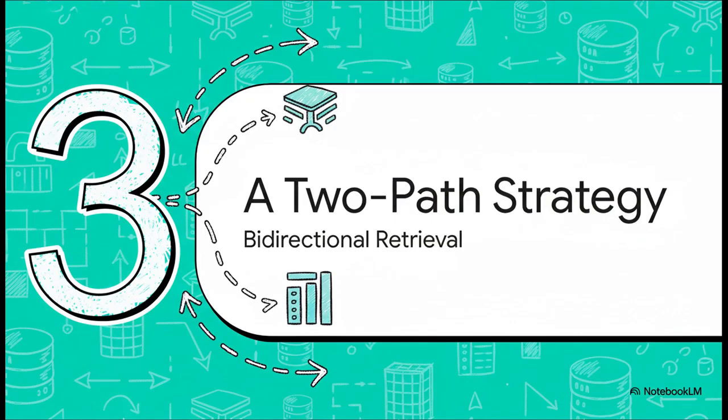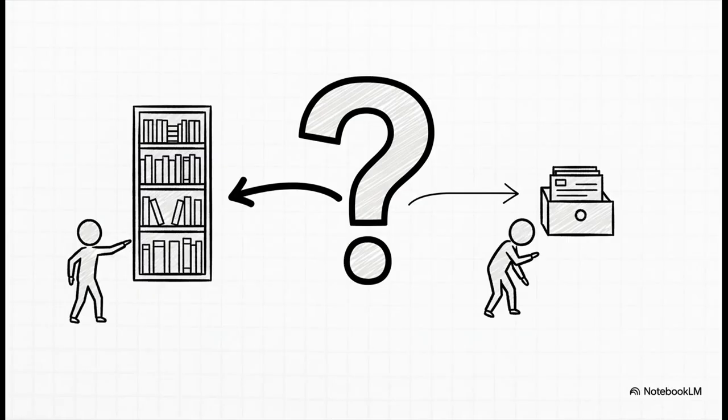It's like sending two detectives to solve the same case, but they each start from a completely different angle. I love this analogy. Think about two librarians trying to find a book. The first one thinks, okay, this sounds like a chemistry book, and walks straight to the chemistry section. That's our big picture, table-first approach. The second librarian goes to the card catalog and looks up the keyword chlorine. That's the detail-oriented, column-first approach. Both are really smart ways to get to the same answer.